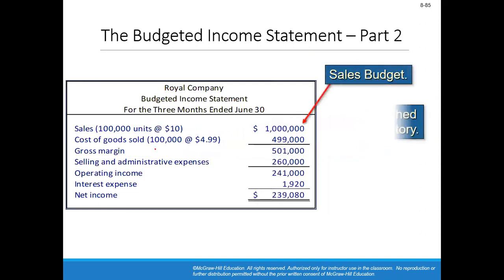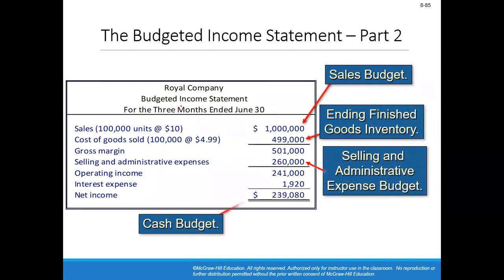So sales is here. We are preparing the income statement not for a single month, but for a quarter. For the quarter ended June 30, we are preparing the income statement. In the whole quarter, we have a budgeted sale of 100,000 at the rate of $10 selling price, and we have this sales budget number. Okay, and we already have learned how to calculate the cost of goods sold. Can you recall this 4.99? How did you calculate it?